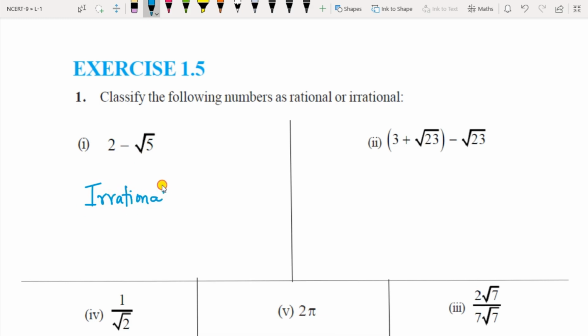Here is given the bracket 3 plus root 3, minus root 3. So open the bracket, it becomes 3 plus root 3 minus root 3. You can cancel plus root 3 and minus root 3 and you get the answer as 3. So 3 is a natural number, so it is rational.